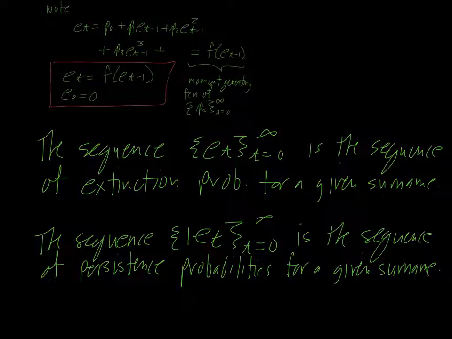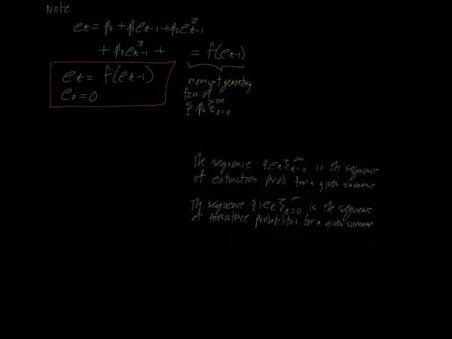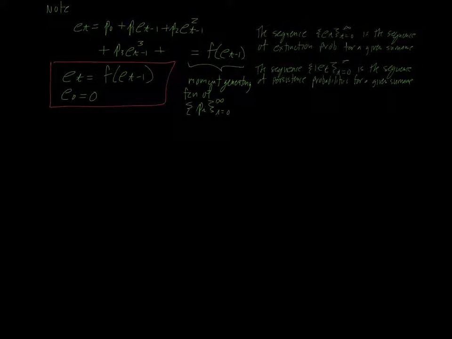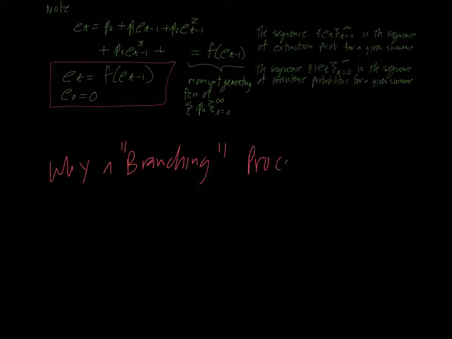Okay? And in the next video, we're going to talk about actually how to compute some properties of this extinction probability. But before I leave you, I want to tell you why it's called a branching process. And that's the question here. So why a branching process?